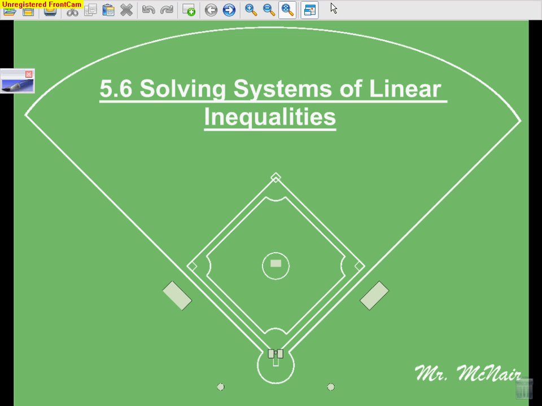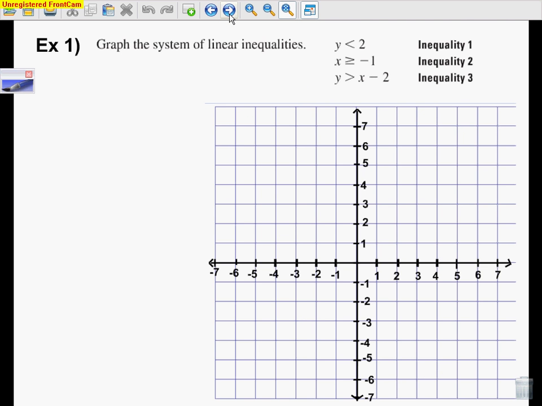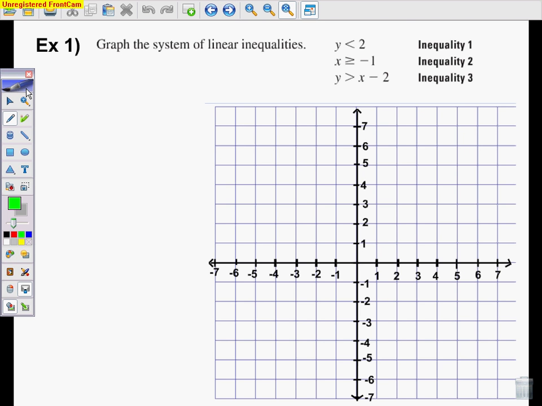Now, a system is going to involve more than one, so we're going to be taking more than one linear inequality and putting it on the same coordinate plane. For example, here we have y is less than 2, x is greater than or equal to negative 1, and y is greater than x minus 2. So let's graph them one at a time and see where their regions intersect.